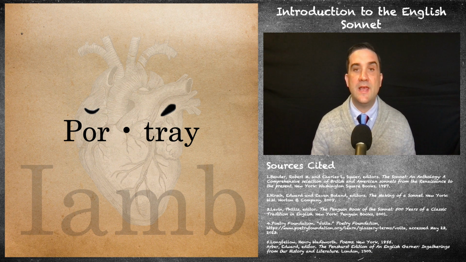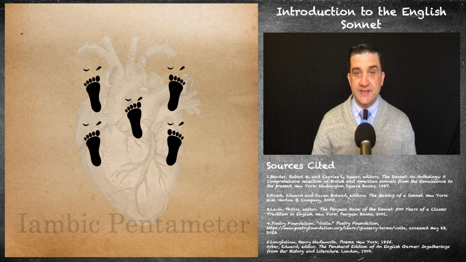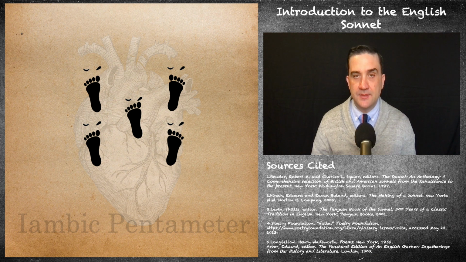Okay, so an iamb is 2 syllables, an unstressed syllable, followed by a stressed syllable. What then is this pentameter business all about? Well, pentameter just means a 5-footed line. So if there are 5 iambs in a line, and an iamb is 2 syllables, then a line of iambic pentameter means that there will be 10 syllables. This means that a line of iambic pentameter, 5 feet of iambs, will feature a rhythm like 5 heartbeats. Da-dum, da-dum, da-dum, da-dum, da-dum.